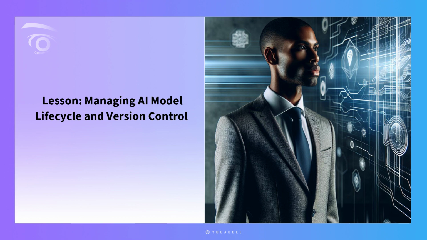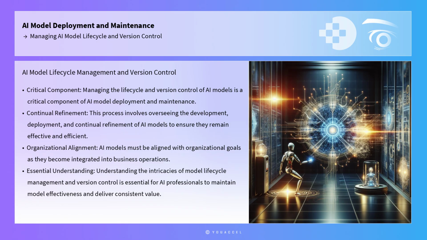Lesson: Managing AI Model Lifecycle and Version Control. Managing the lifecycle and version control of AI models is a critical component of AI model deployment and maintenance. This process involves overseeing the development, deployment, and continual refinement of AI models to ensure they remain effective, efficient, and aligned with organizational goals. As AI applications become increasingly integrated into business operations, understanding the intricacies of model lifecycle management and version control is essential for AI professionals seeking to maintain model effectiveness and deliver consistent value.